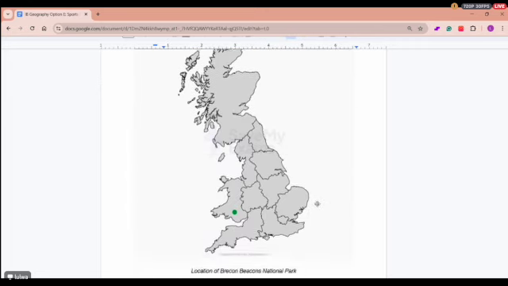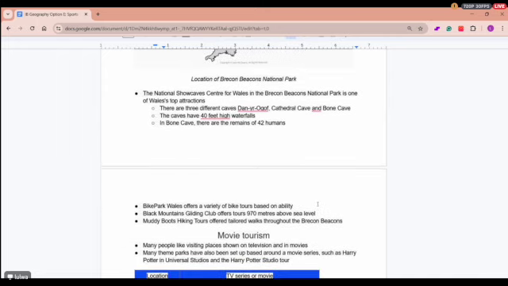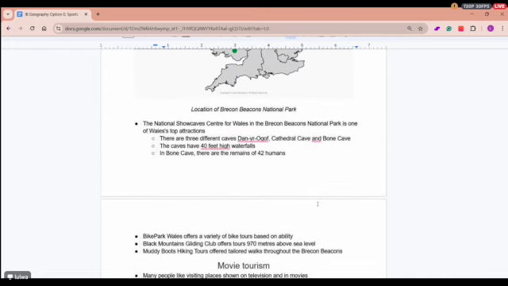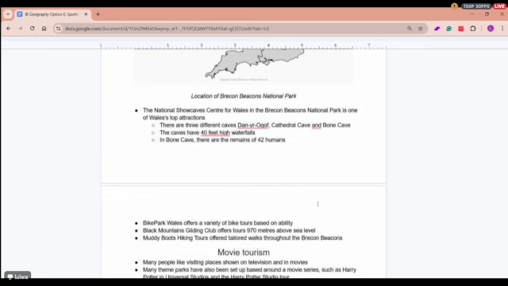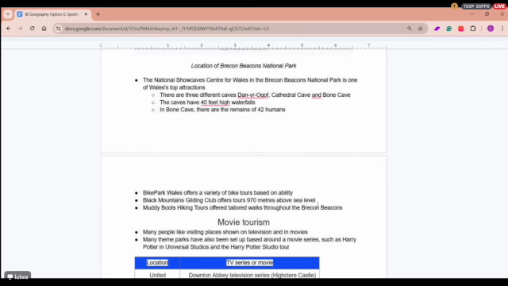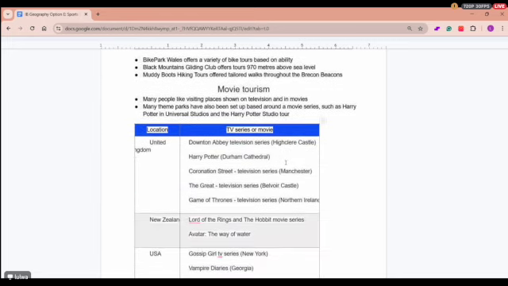An example is the Brecon Beacons. This is the National Showcaves Centre for Wales in the Brecon Beacons National Park. It's one of Wales's top attractions. There are 3 different caves, I'm not going to pronounce those. The cave has 40 feet high waterfalls. And in Bone Cave, apparently there are the remains of 42 humans, which is insane. Bike Park Wales offers a variety of bike tours. You have Black Mountain Gliding Club, which offers tours 970 meters above sea level. And let's move on.